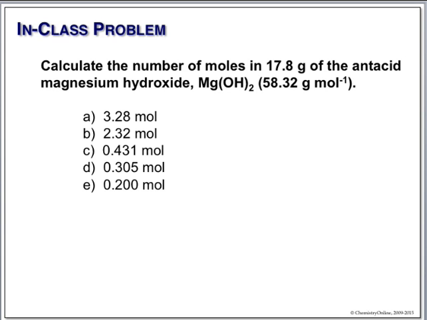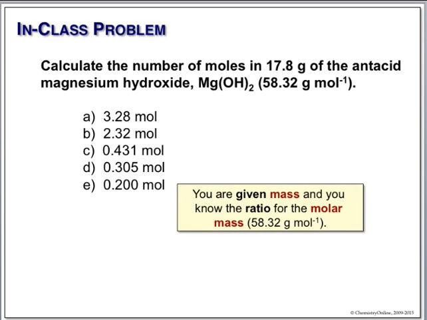Well, think about it. We know that 58 grams is 1 mole, right? And how much do we have? We have 17.8. So it's going to be some fraction of that mole. We are given our mass here. We know the molar mass. So we can do our simple algorithm.